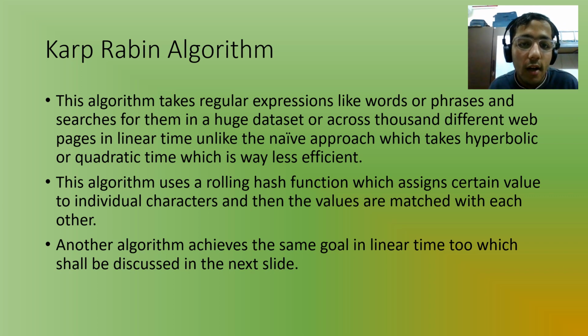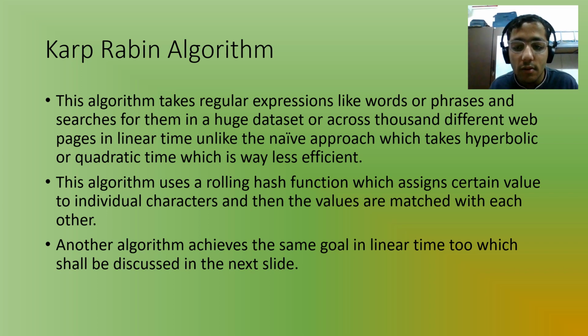Now we'll discuss the Karp-Rabin algorithm. The Karp-Rabin algorithm uses a rolling hash function. What it does is assign hash values to each character. Then we can match those hash values and see whether the given pattern is in the huge text or not.